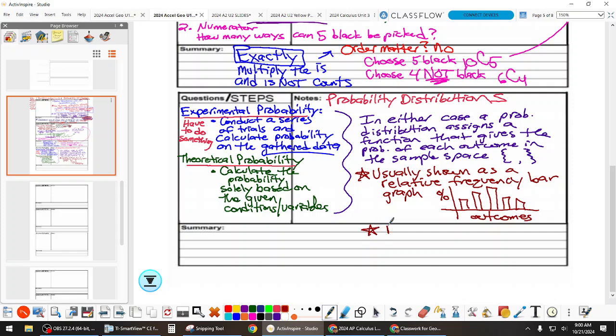One other thing to remind you. Do you remember this? I didn't ask you that. Do you remember doing this in middle school? So relative frequency is the percent of total of each outcome. Okay?